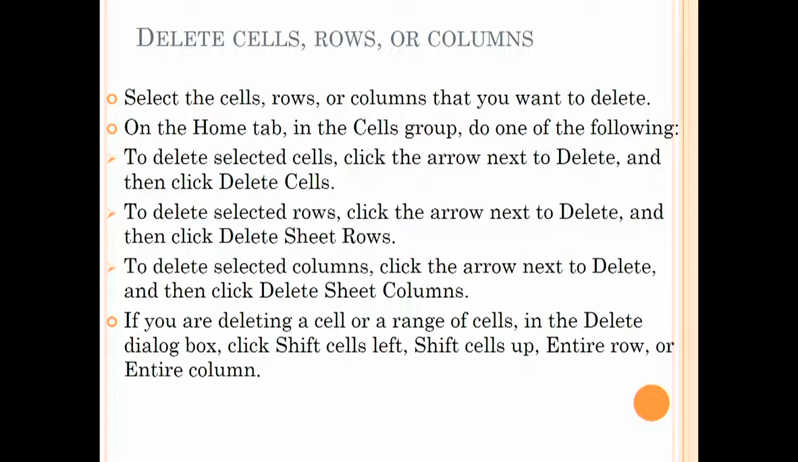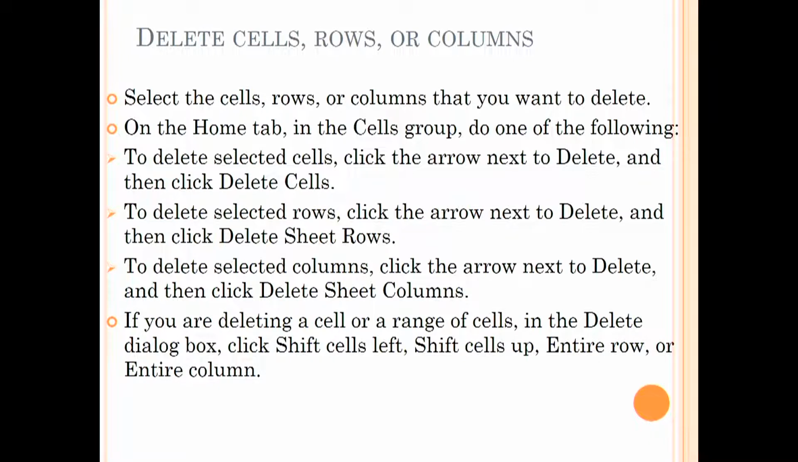Now on the home tab in the cells group, you have to do any one of the following. पहली चीज, अगर आपको एक सेल को डिलीट करना है, then you have to click the arrow next to delete and then click delete cells. Now अगर आपको एक पूरी रो को डिलीट करना है तो आपको डिलीट के साइड में जो एरो होगा उसको सेलेक्ट करके उस पे डिलीट शीट रोज पे क्लिक करना पड़ेगा, और अगर आपको कॉलम को डिलीट करना है देन आप उस लिस्ट में से डिलीट शीट कॉलम्स को सेलेक्ट करेंगे.